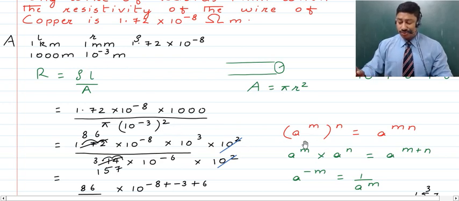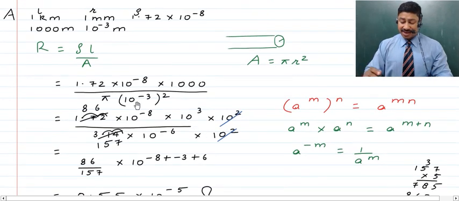Here we used a rule, a raised to the power m whole raised to the power n will become a raised to the power m into n, right? As such, this will become 10 raised to the power minus 6 here. Further, 1000 can be written as 10 raised to the power 3. Now we shift 2 decimals in the numerator and 2 decimals in the denominator. As such, we have 10 raised to the power 2 in the numerator and the denominator, which get cancelled.